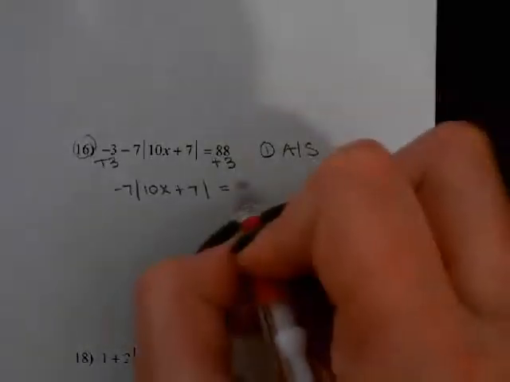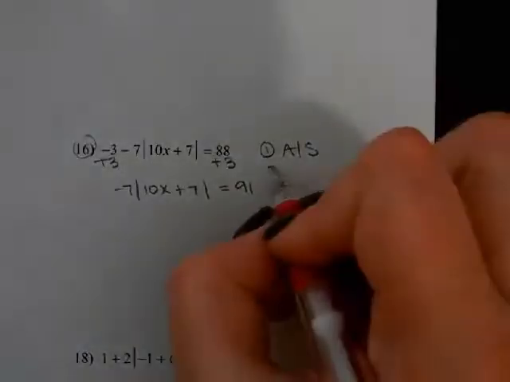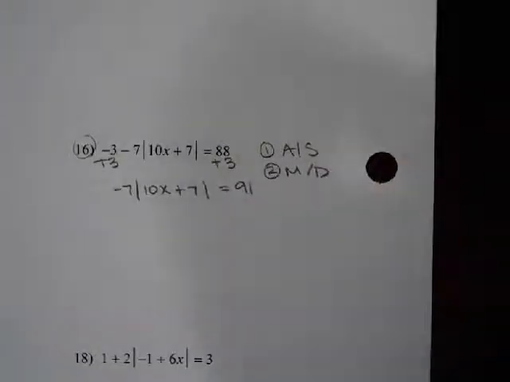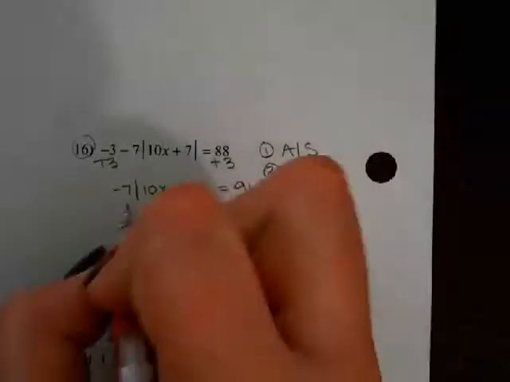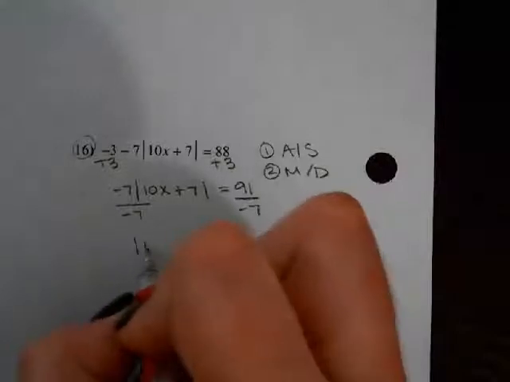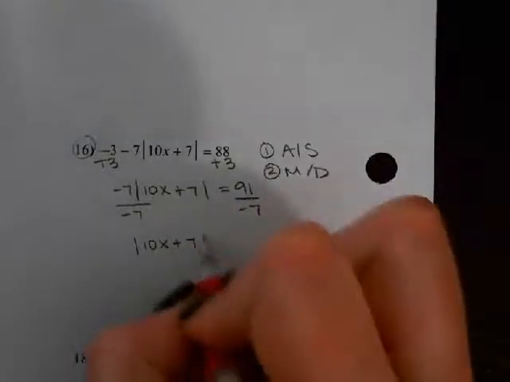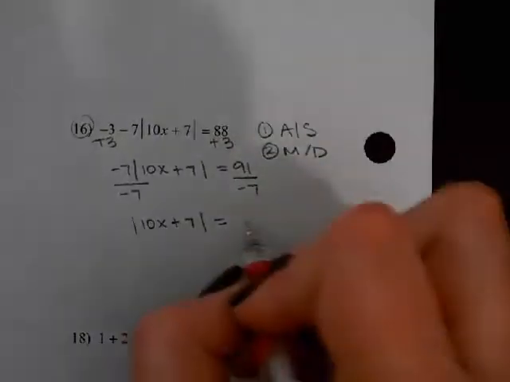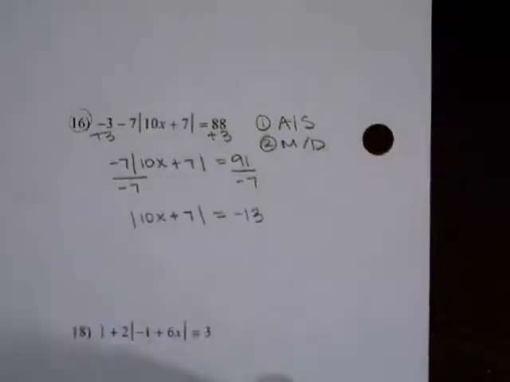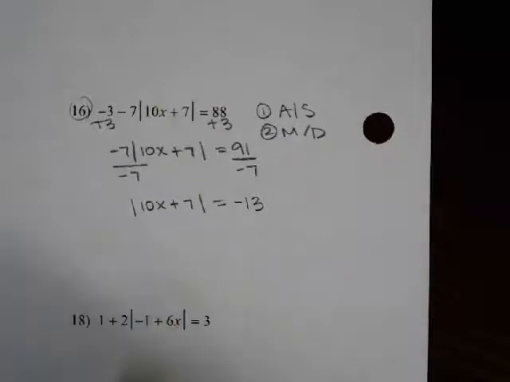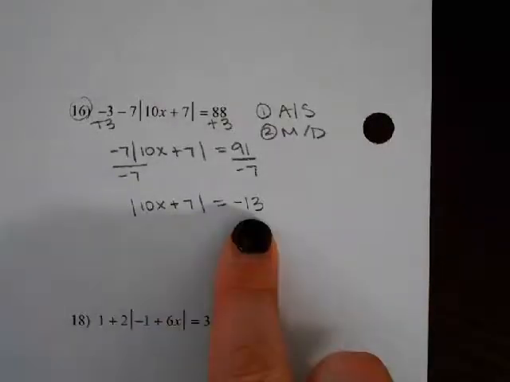All right, is there anything that could be multiplied or divided to the other side? 7. Then what do we get? -13. And when we see an absolute value equals a -13, that's telling us a distance is -13. And so what is our conclusion? No solution because a distance cannot be negative.